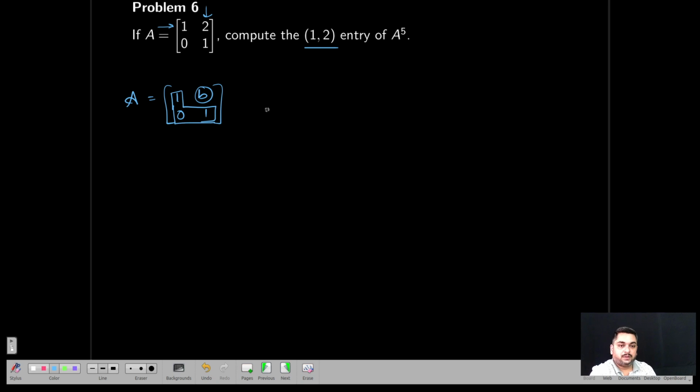Then I can compute A power k. Whatever this value is, the entry 1 comma 2 will always be equal to k into b. So here I am finding A to the power 5, entry 1 comma 2. This will be 5 into b, and b is 2 here, so 10. So in the product it will be 10.